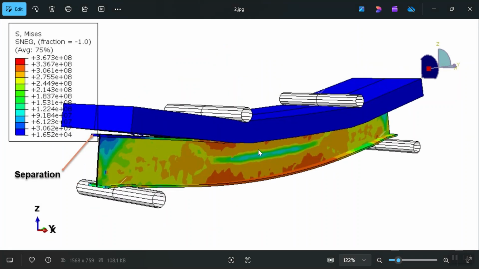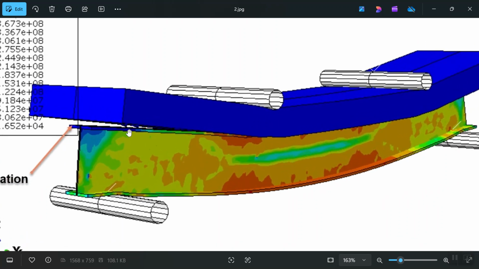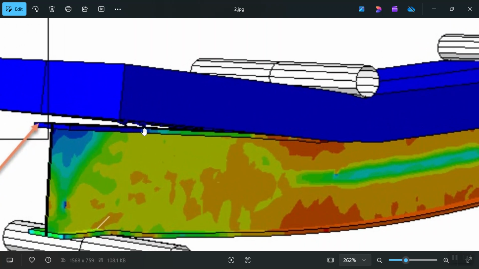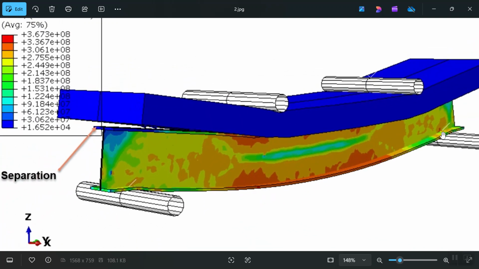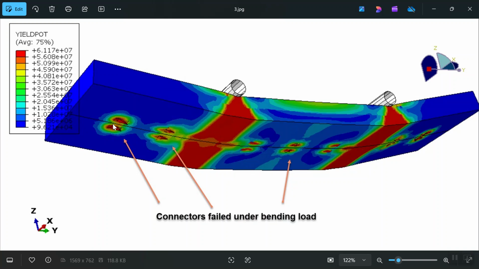Then you can see here the von Mises contour stress, but the important thing here, see this connection here has failed. Why? Because of the deformation. It means the screw has failed. And then we have here the yield potential. See at the connection zone, failure happens here. Also at the load location, that's okay. But if you see, these are the connection area.